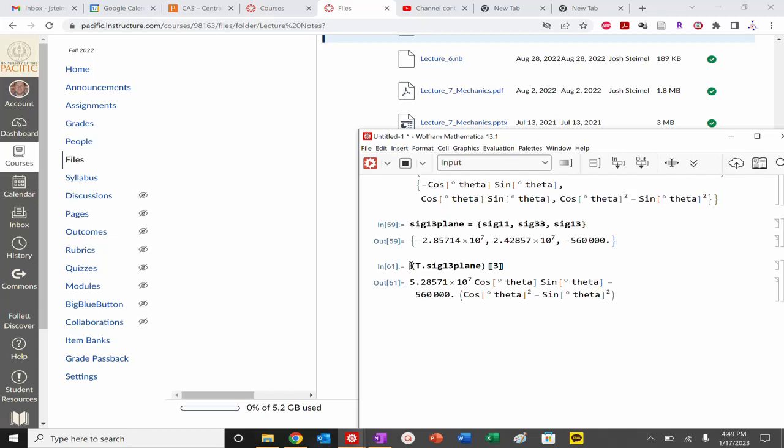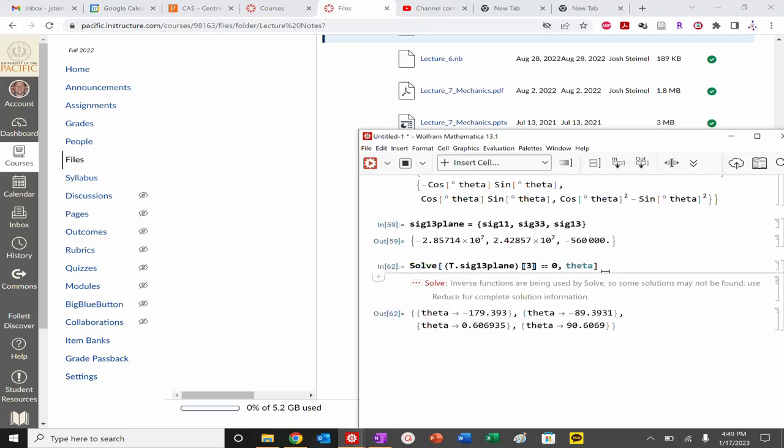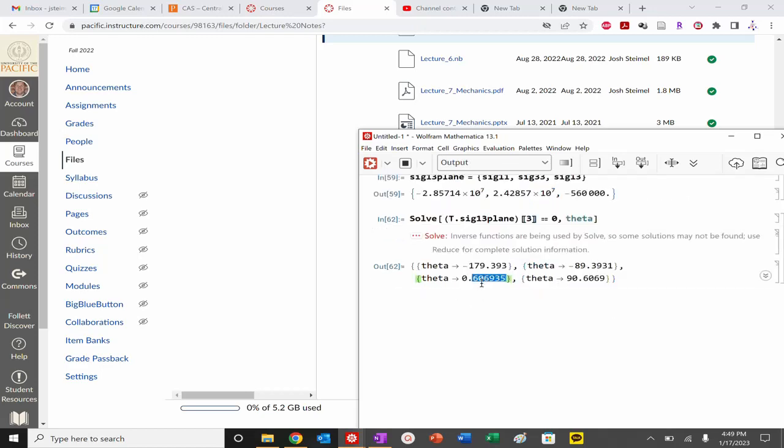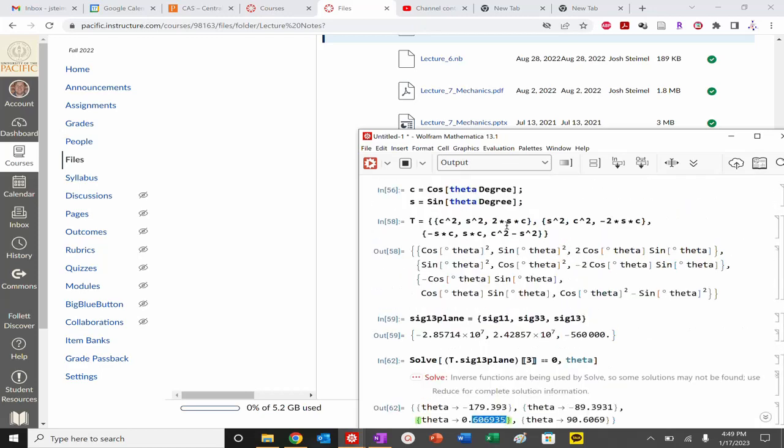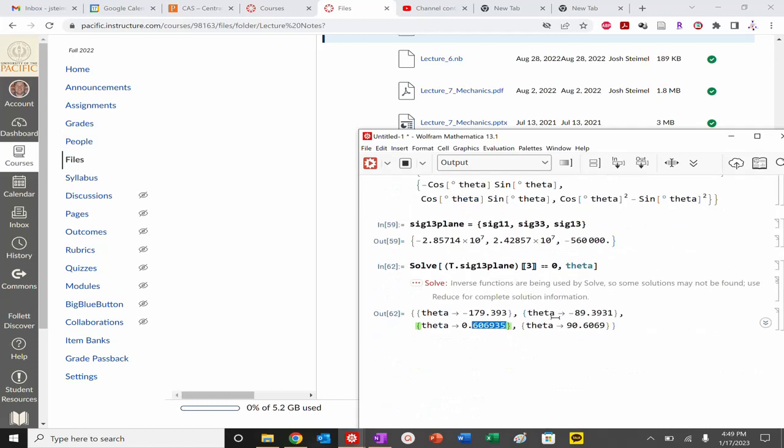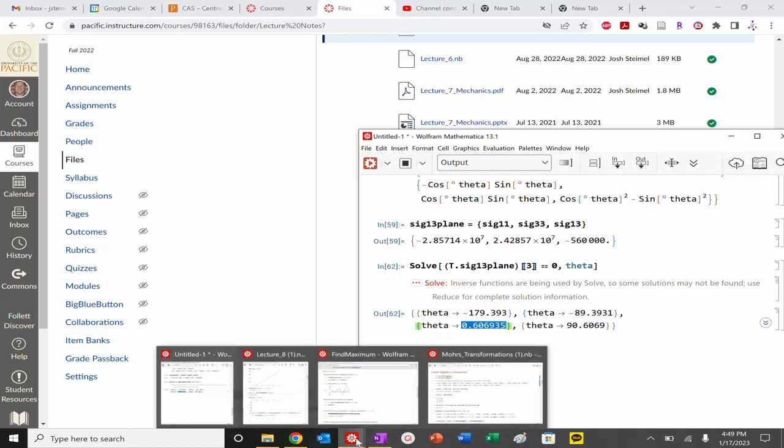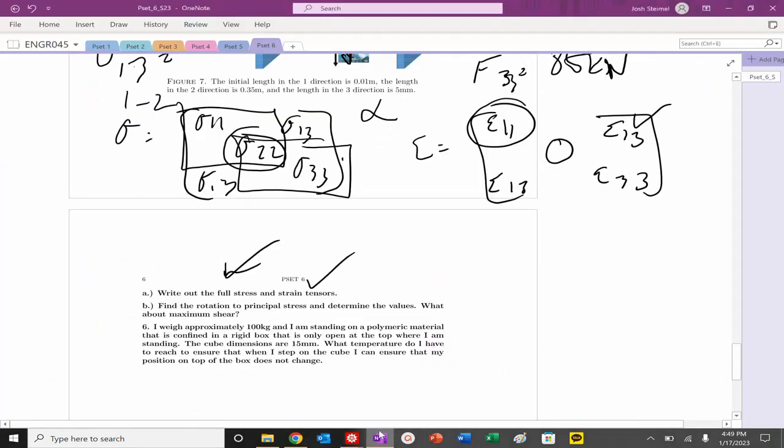And I want to solve when does this equal 0, because I want that new shear stress value to be 0 in terms of theta. And there we go. That's it. That's the values. So it could be this, could be this. We're pretty close. So that will be your rotation, essentially, to get there. That's rotation to principal stress.